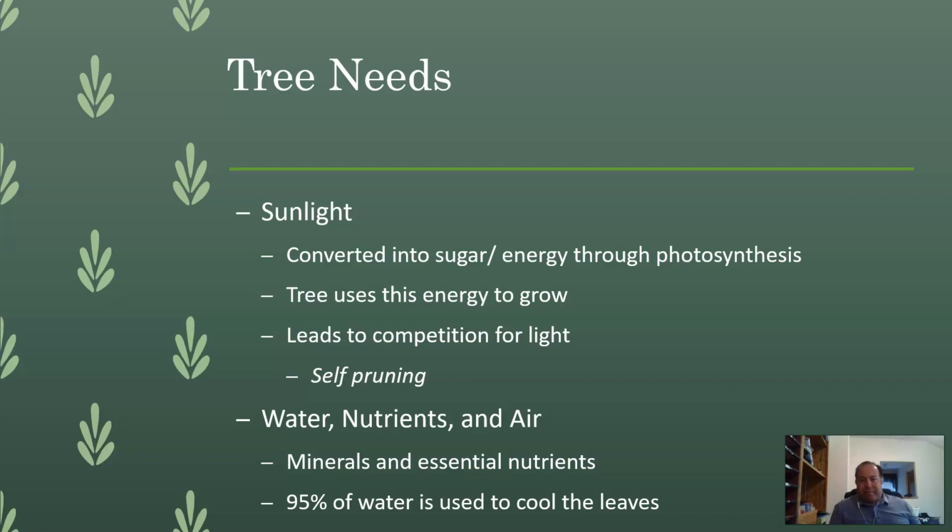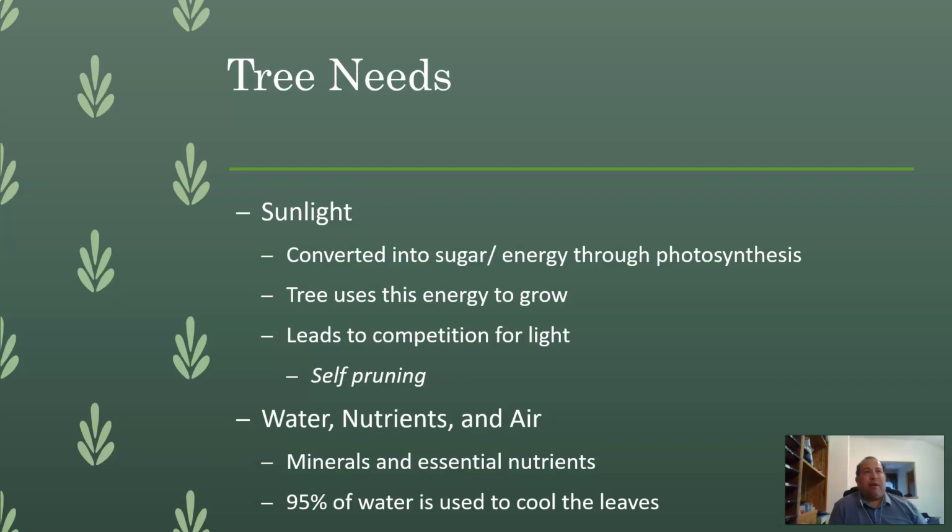So what does the tree need to be a successful tree and to be healthy within a forest? It needs sunlight because it needs to do photosynthesis. It needs to be able to convert the sunlight into sugar and energy. And then that tree is going to use that energy to grow. And that, of course, then leads to the competition for light. And not only competition between the trees, but we talked about even competition within the tree. Mentioned it before, the idea of some trees self-pruning or losing their lower limbs to be able to support the limbs higher up. The trees also need water, nutrients, and air.